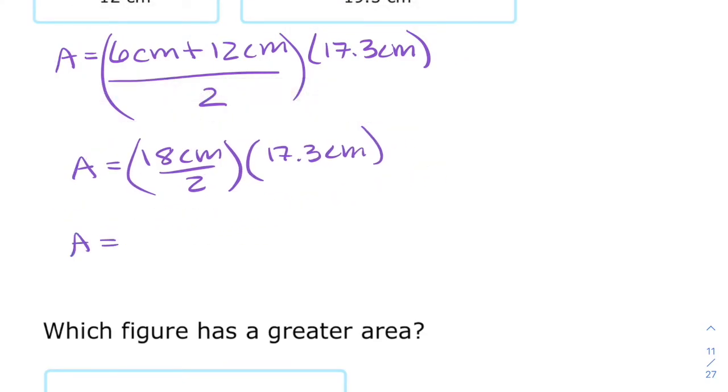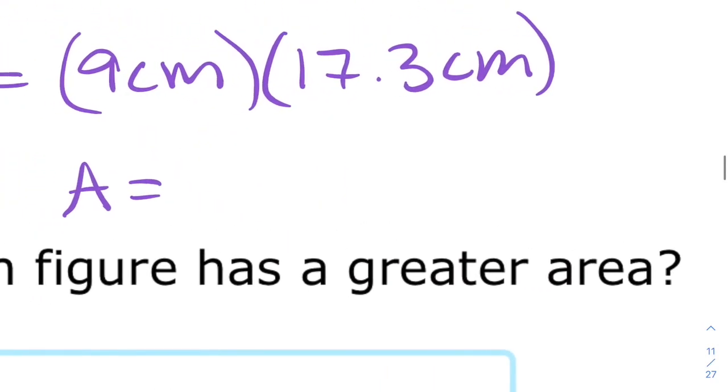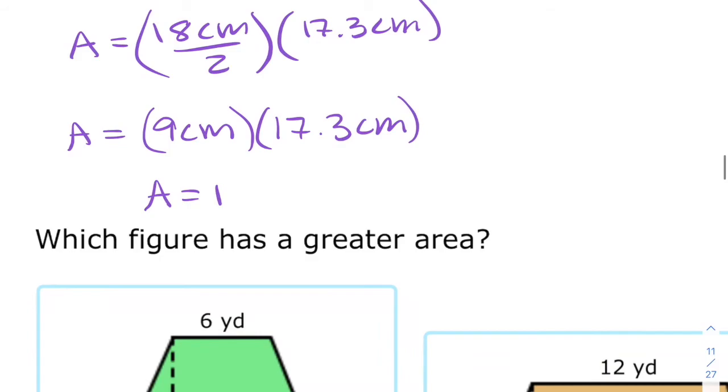So area equals 9 centimeters times 17.3 centimeters. So area equals 9 times 17.3 equals 100. Whoa. 155 centimeters. Oh, 0.7. 155.7 centimeters squared.